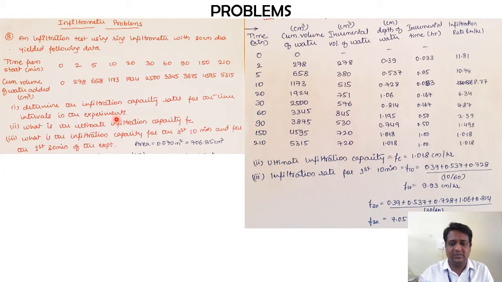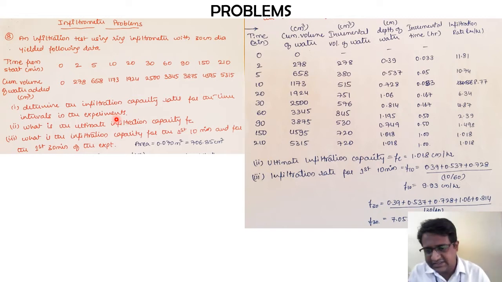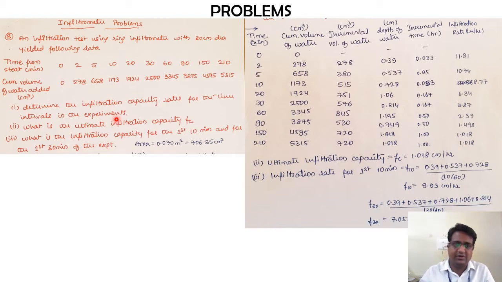This is the problem on the infiltration capacity, on Horton's curve or infiltrometers that we have studied. Let us read this question. An infiltration test using a ring infiltrometer with 30 centimeter diameter yielded the following data. What they have done is taken the ring infiltrometer and used it to test the infiltration capacity of a particular soil, and based on that test this particular data has come out.